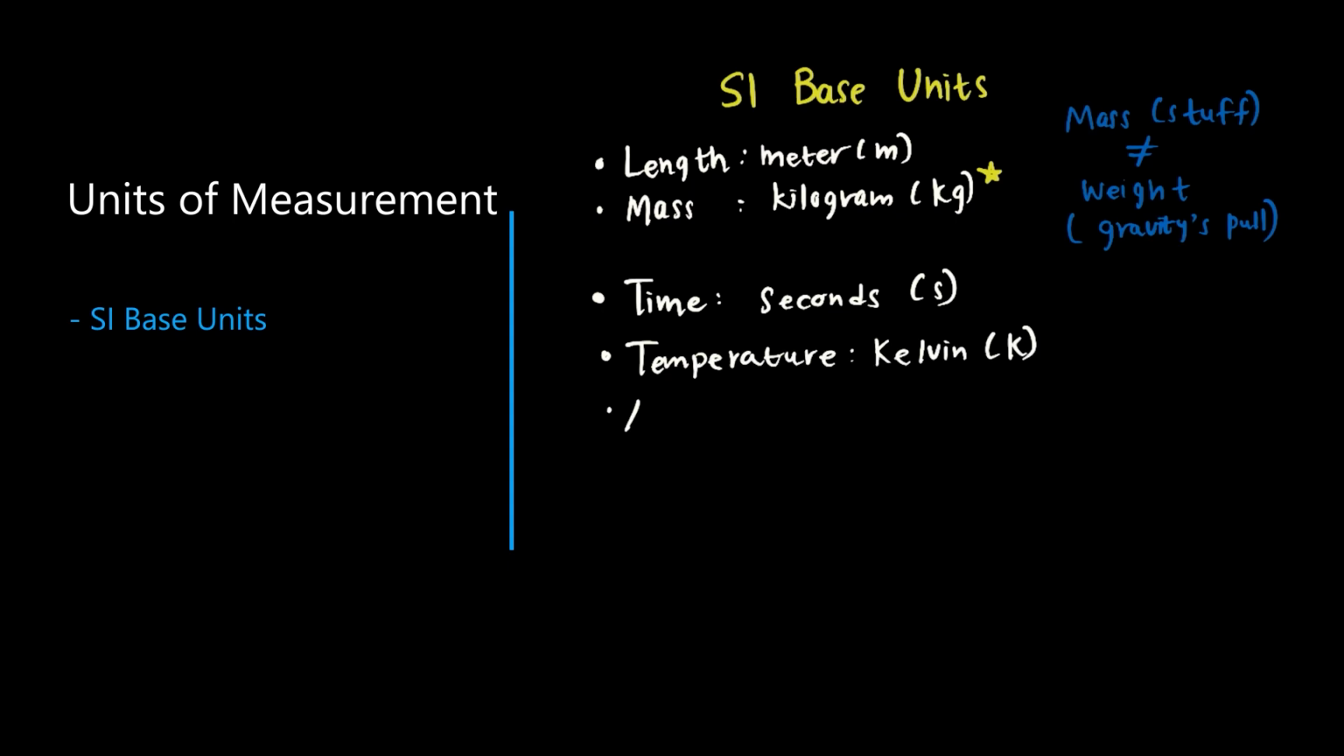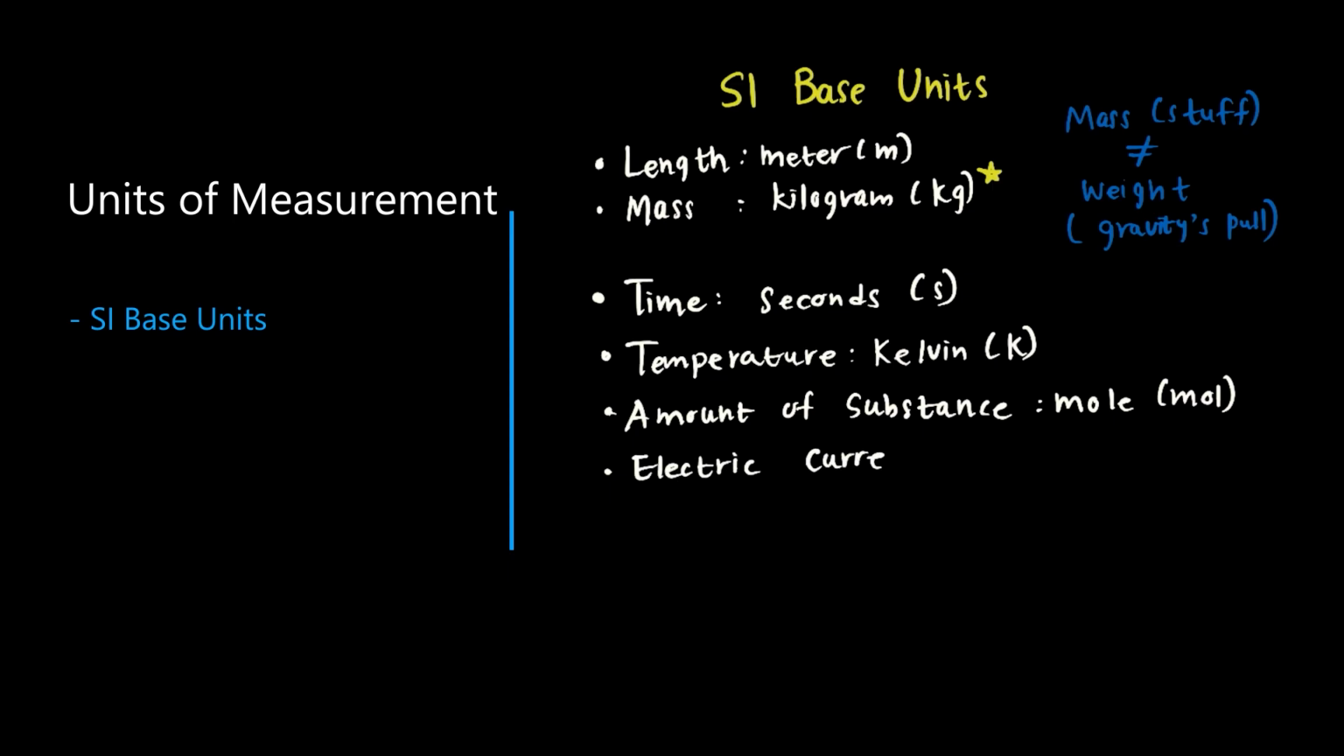Time is measured in seconds, s. Temperature is measured in Kelvin, K. The amount of a substance, especially for tiny things like atoms, is measured in moles, mol. Electric current is measured in amperes, A. And the brightness of light as perceived by the human eye is measured in candelas, cd.